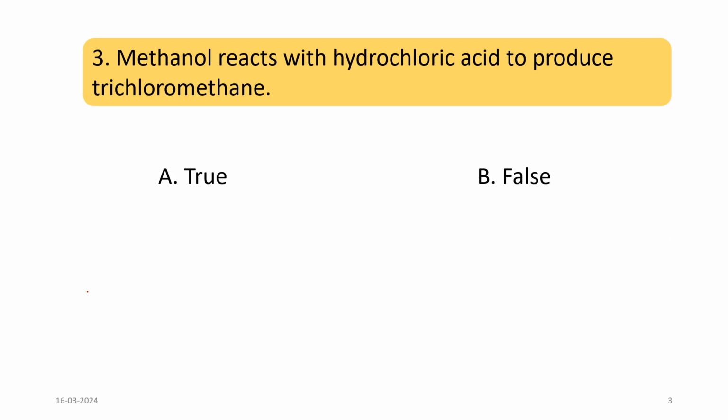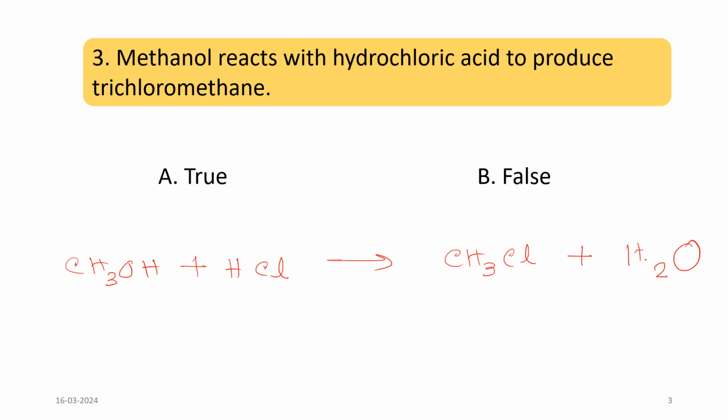So let's see what is the answer. Methanol CH3OH reacts with HCl, that is hydrochloric acid, and produces CH3Cl plus water. So this OH reacts with H plus, and OH minus ion reacts with each other and produces water, and CH3 and Cl react, producing CH3Cl. Okay, so this is not the trichloromethane. This is methyl chloride.